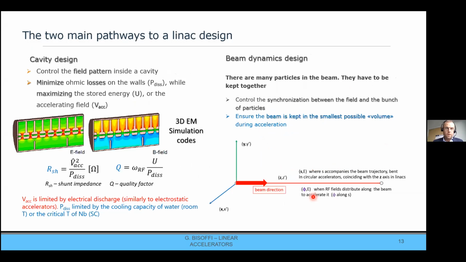Okay, so the two main pathways to design a LINAC have to deal with two, let's say, sort of separate sciences. So the one of cavity designer and the one of beam dynamics designer. So in the cavity design, you control the field pattern inside the cavity, so using 3D electromagnetic simulation codes, basically.